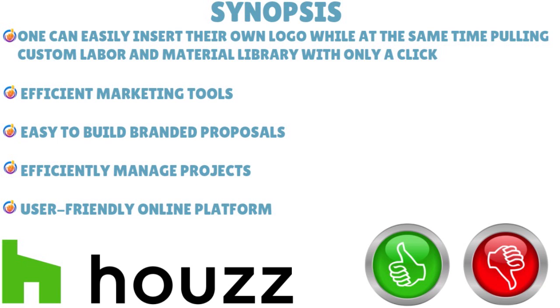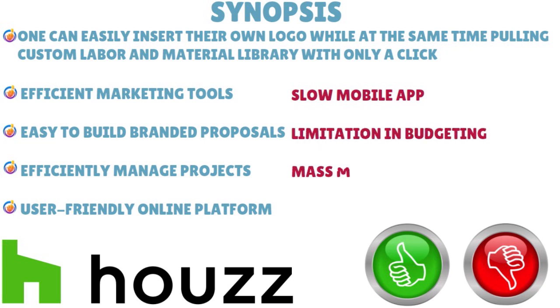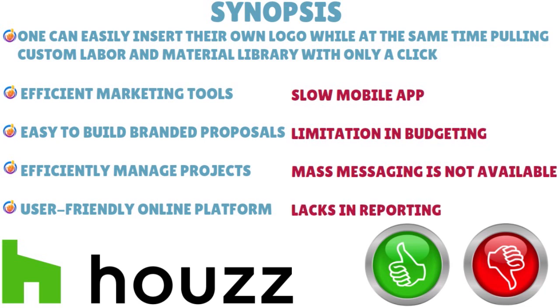What about the detriments? Well, they do have a slow mobile app. You have limitations in terms of budgeting, and mass messaging is not available right now in the software. Also, when it comes to reporting, we think that Houzz Pro can do better. They're not where they're supposed to be yet in terms of reporting and analytics. So that's something to really think about.